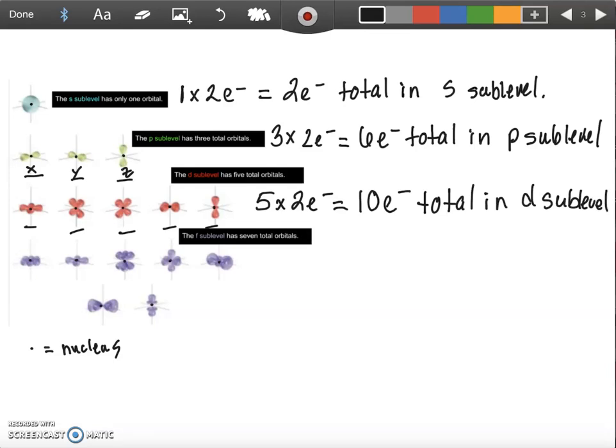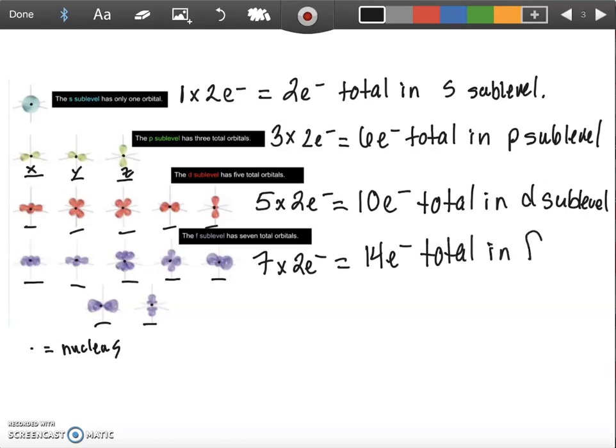Once you fill the D orbitals with 10 electrons, you have to move into the 4th and final sublevel, and that is the F sublevel. And there are 1, 2, 3, 4, 5, 6, 7 different orbitals in the F sublevel. So that being said, with 7 total orbitals, each orbital holding 2 electrons, you get a total of 14 electrons in the F sublevel.